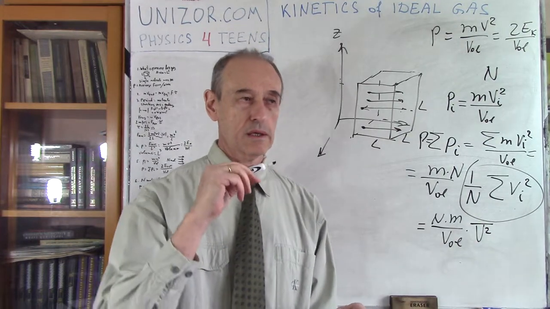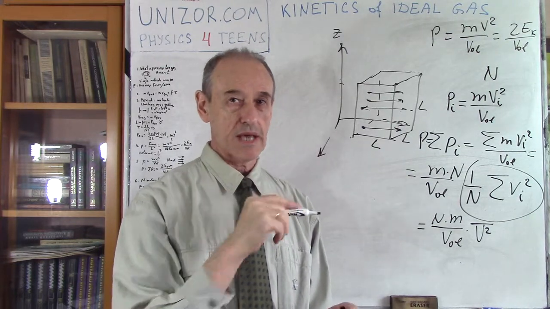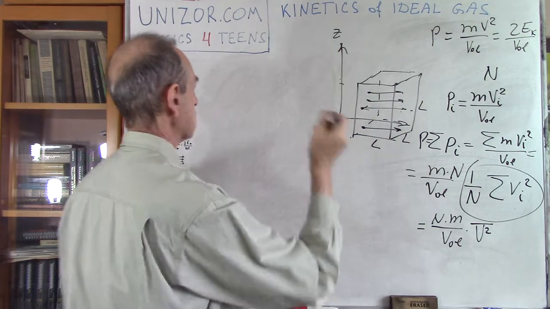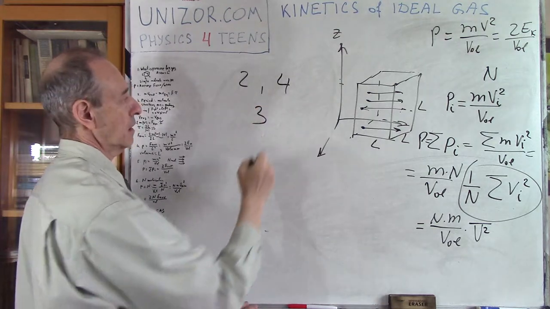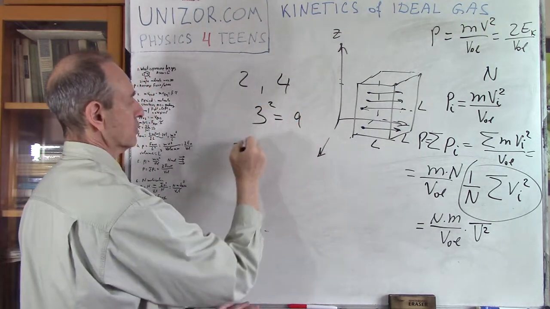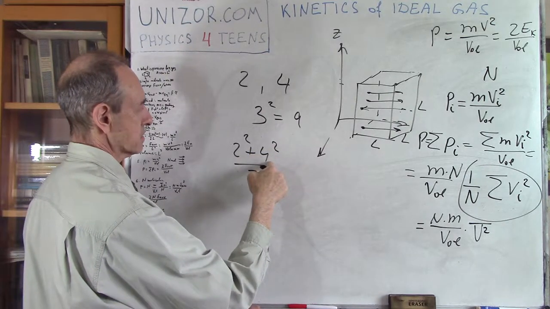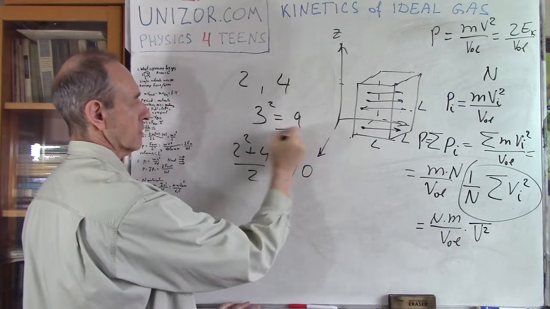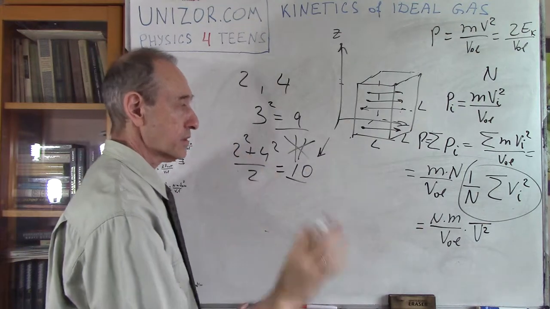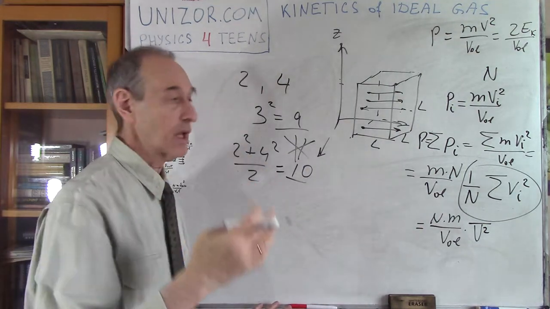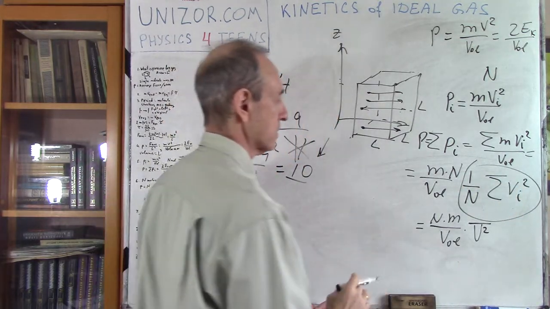By the way, square and then average is not exactly the same as average squared. Just as an example, if you have 2 and 4, their average is 3, and 3 squared is 9. But 2 squared plus 4 squared, divided by 2, is 4 plus 16 is 20, that's 10. So they are not the same. So now I'm talking not about the average speed squared. I'm talking about the average of squared speeds.